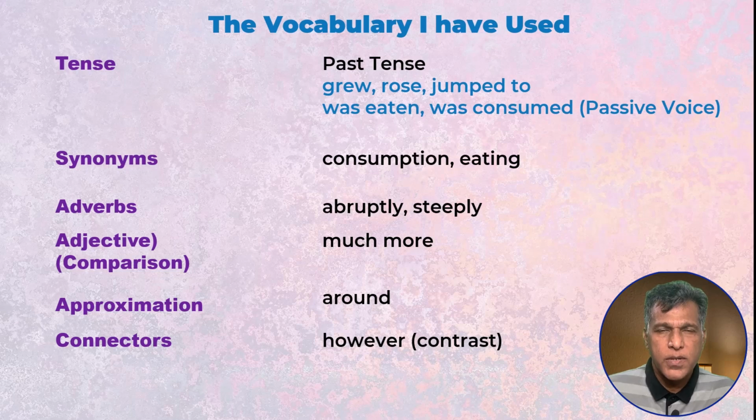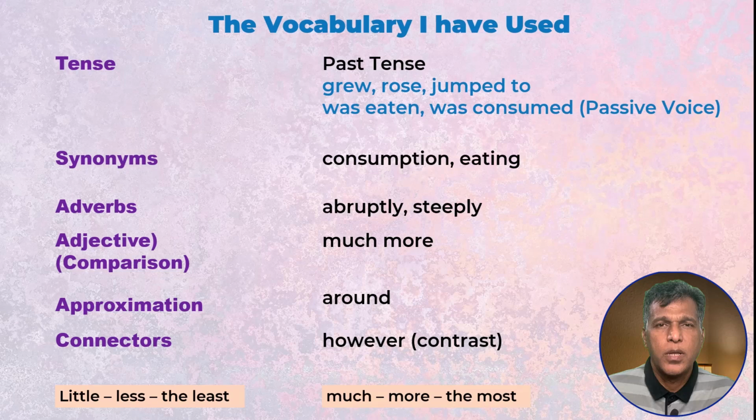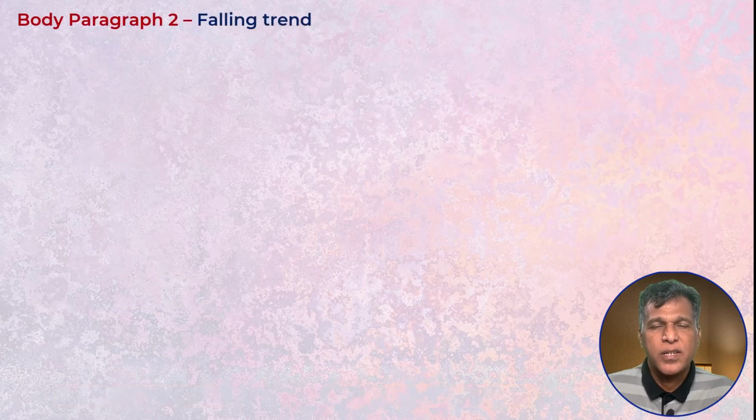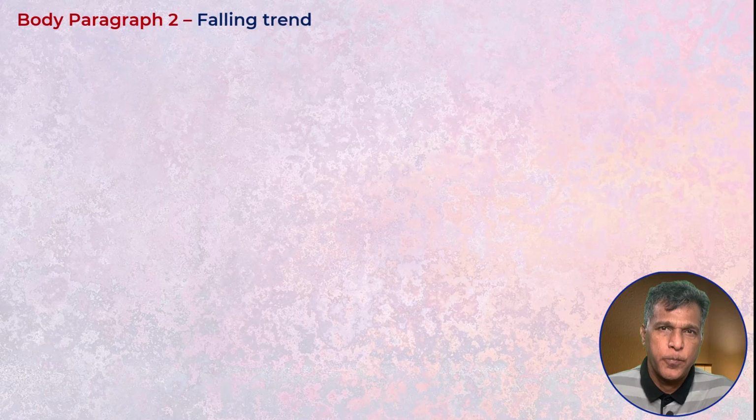Finally, memorize the following 3 degrees of adjectives: little, less, the least; much, more, the most. We use these often when we compare two trends. Now let's write the second body paragraph. This time about the following trend.